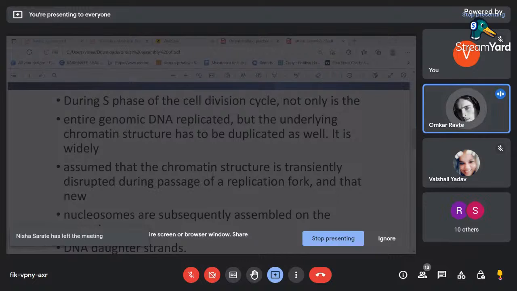During S phase of the cell division cycle, not only is the entire genomic DNA replicated, but the underlying chromatin structure has to be duplicated as well. It is widely assumed that the chromatin structure is transiently disrupted during passage of the replication fork, and that new nucleosomes are subsequently assembled on the emerging daughter DNA strands.